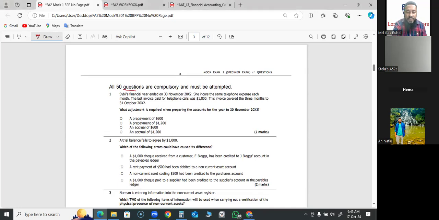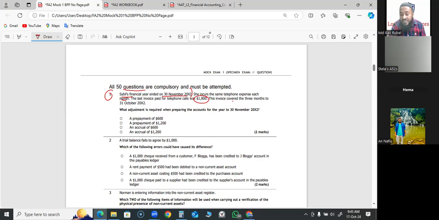The first one, reading for you. Number 1. More students coming in. Sibyl's financial year end is 30th November 2022. So year end is 22. She incurs the same telephone expense each month. They didn't tell us how much telephone expense they incur. The last invoice paid for the telephone calls was 1,800, an invoice which is already paid.